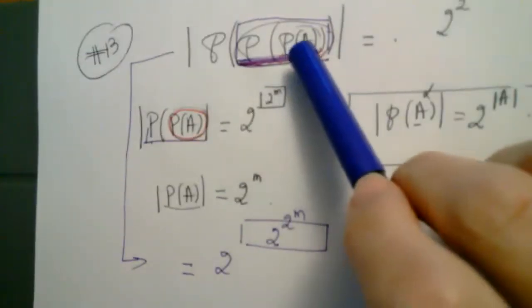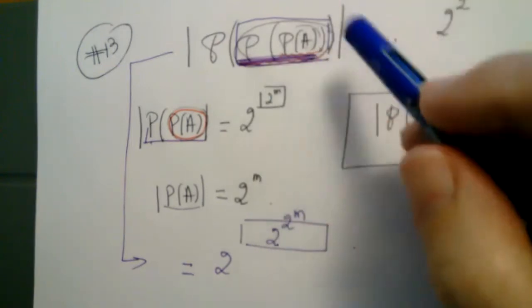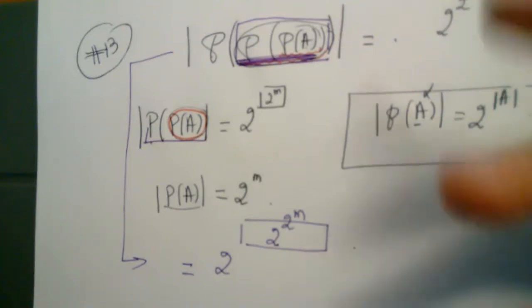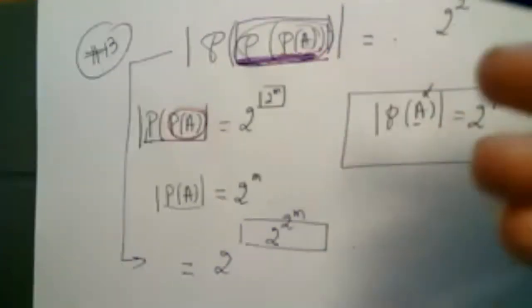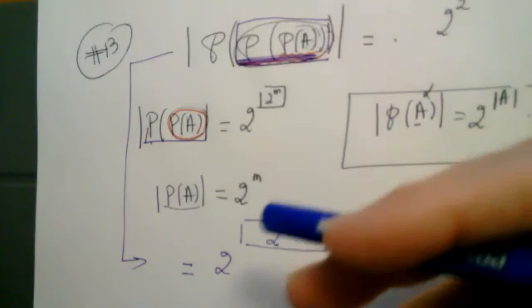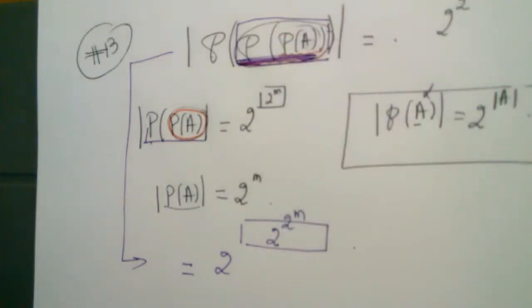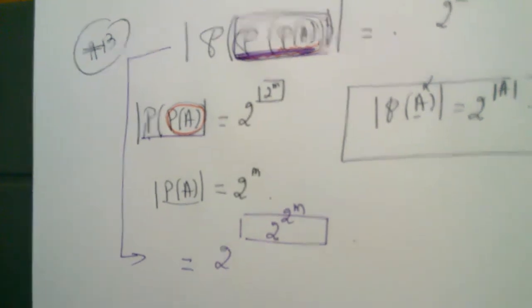So it's just like a nested thing. You have in set A a collection of elements. The power set of A is another set whose elements are the subsets of A. Then the power set of that is another set whose elements are the subsets of the power set of A, and so on and so forth. Okay, any other questions?